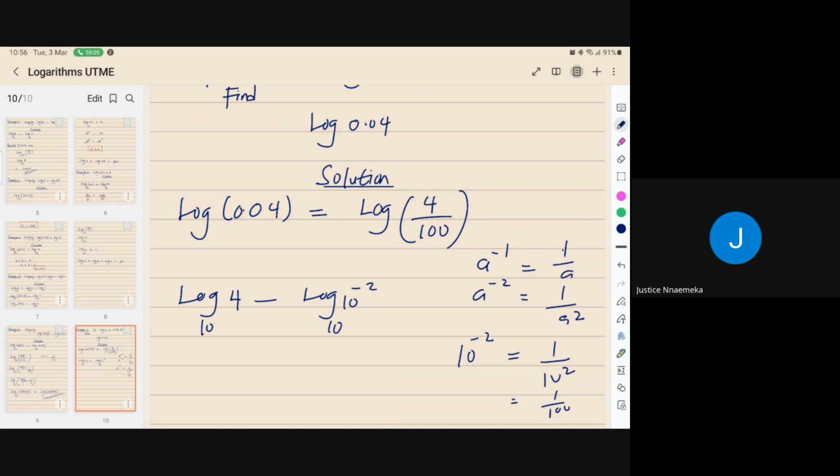4 over 100. Yeah. I didn't hear you. But I thought we have 4 over 100, not 1 over 100. Yeah, 4 over 100, yes. 4 over 100, I've split now. I've applied my division law. When you are dividing, you are subtracting. Remember that this is the same thing as saying log 10 here. So now I've split and I have log 10 of 4 minus log 10 of 1 over 100. Do you understand it now?